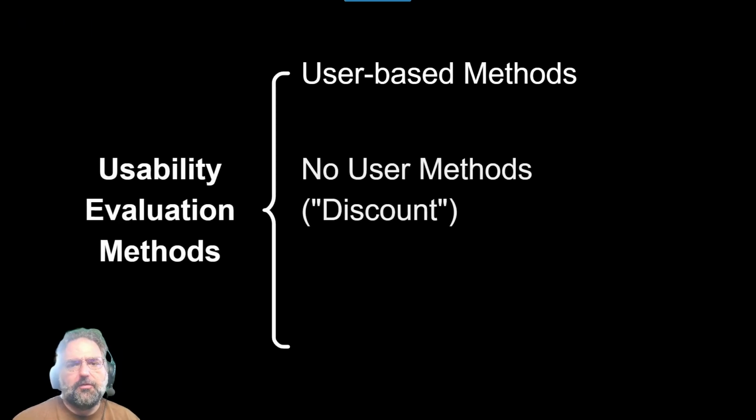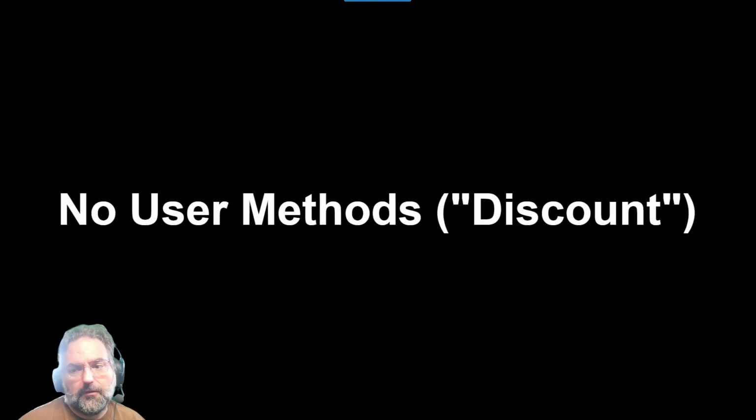And those are the user-based methods, which basically means that a user has been in the mix, right? We had a person physically involved in our collection of data. An alternative to that are these no-user methods, which are sometimes called discount methods. And these are discount because they don't cost as much, simply put.